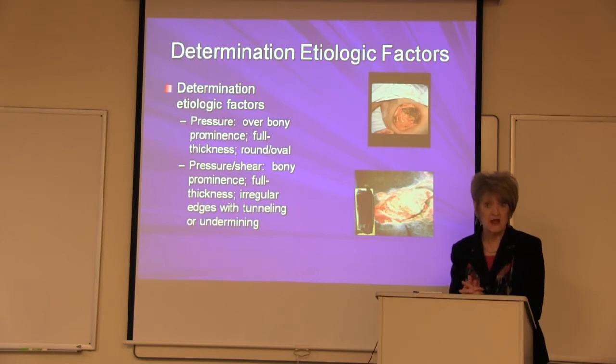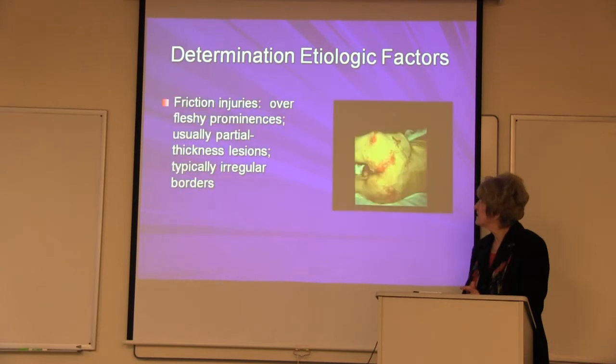In contrast, if the wound's caused by a combination of pressure and shear, it's very common to have elongation of the wound, undermining is common, tunneling is common. But again, it's usually over a bony prominence.